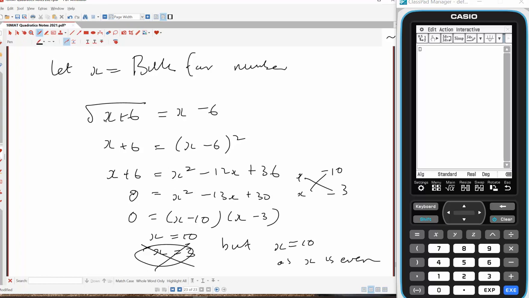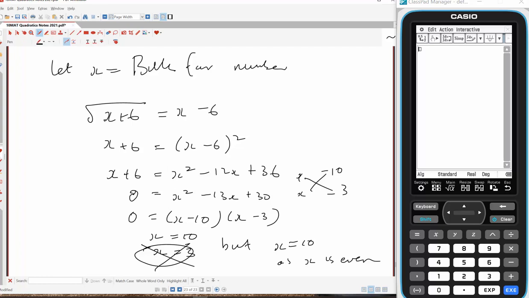Actually, with 3, it doesn't make sense in the context anyway. So 3 plus 6 is equal to 9. 9 square rooted is 3. 3 subtract 6 is negative 3. So this doesn't even make sense in the context of the problem either.